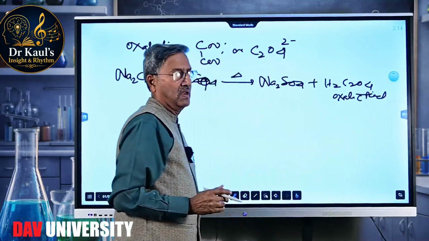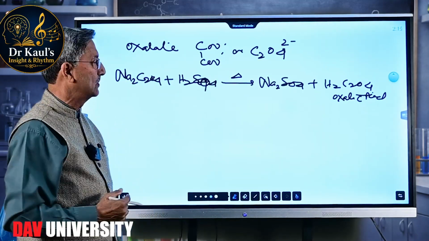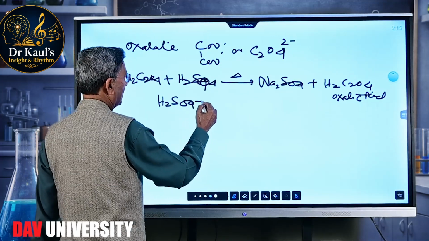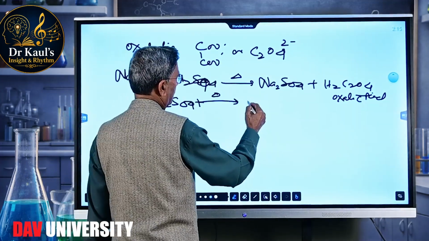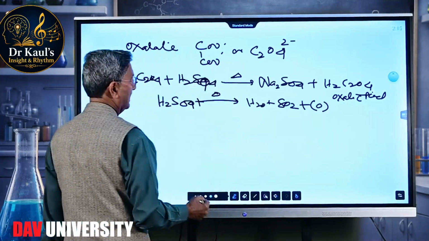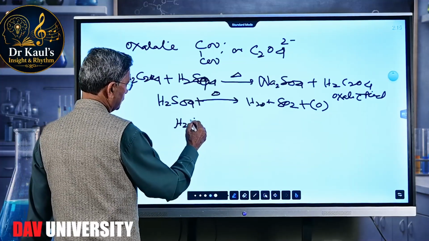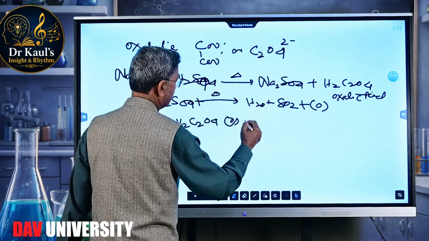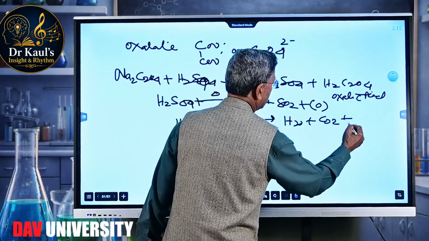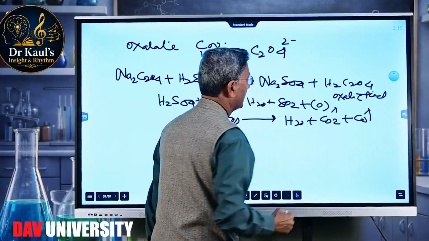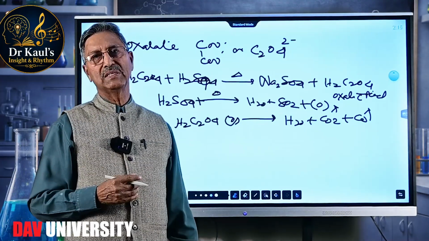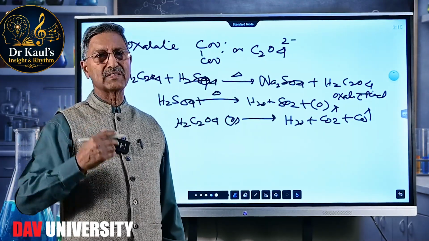Now again, oxalic acid is oxidizable. So in that case, sulfuric acid will play its role as an oxidizing agent. So H₂SO₄ will give us water plus sulfur dioxide plus nascent oxygen, and this will oxidize H₂C₂O₄, and it will give you water plus carbon dioxide plus carbon monoxide. Now we get a mixture of carbon dioxide and carbon monoxide, and incidentally both these gases are colorless and odorless.